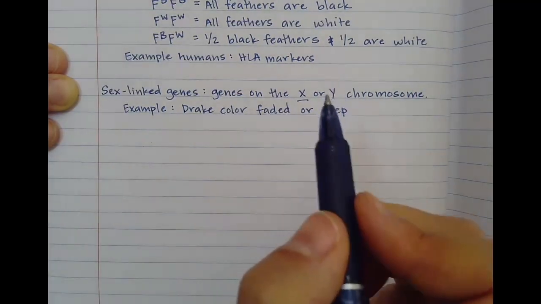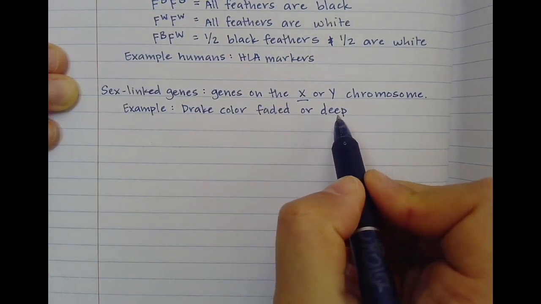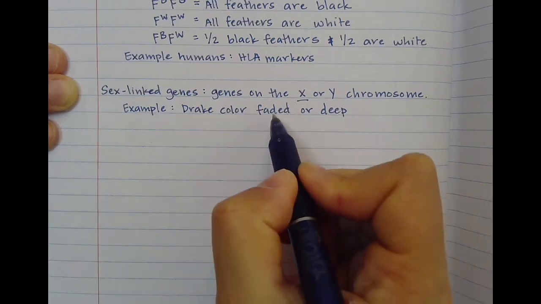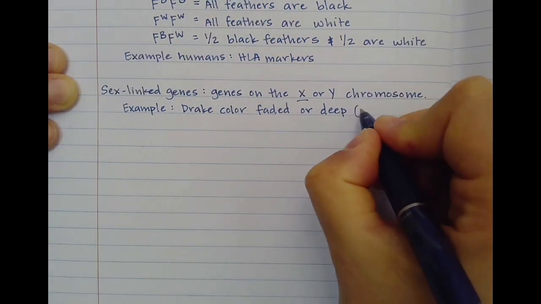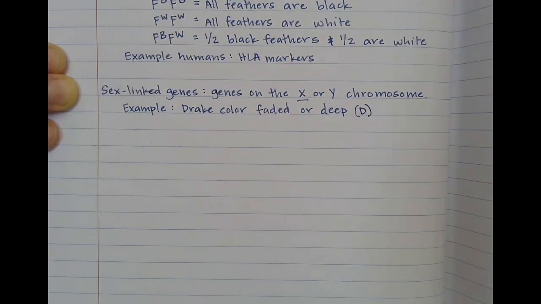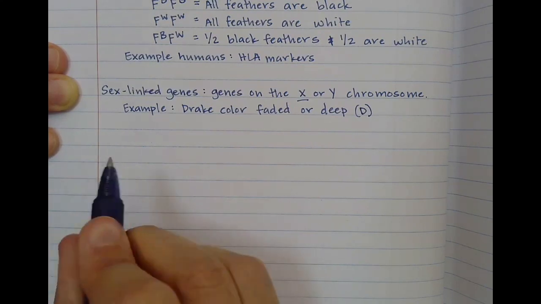And in the game, having a deep color is dominant to having a faded color. So deep is the dominant one. So let's see what happens when we have our different parents.